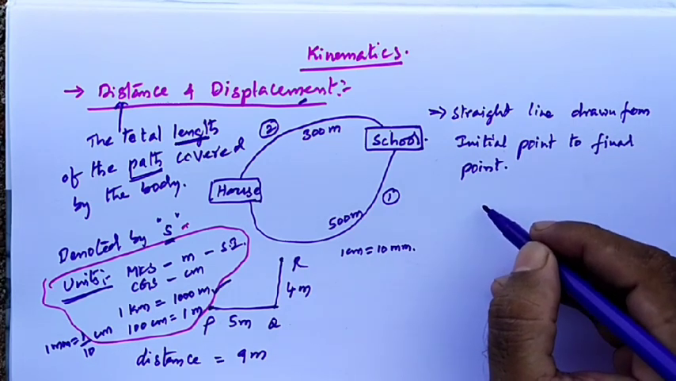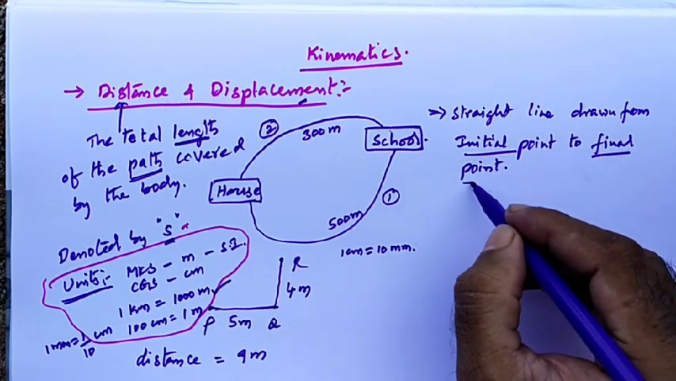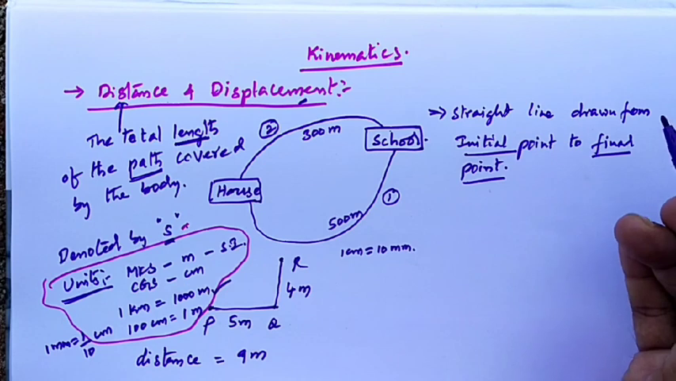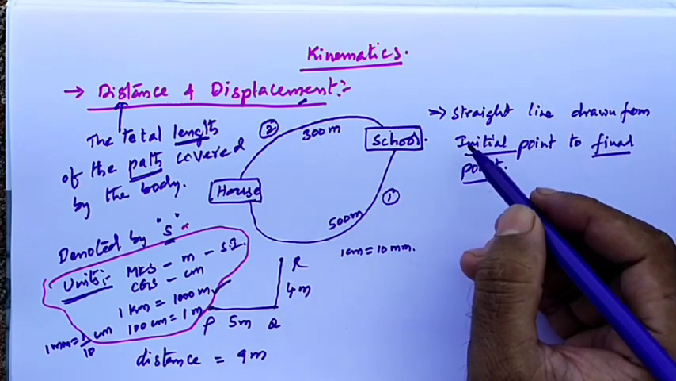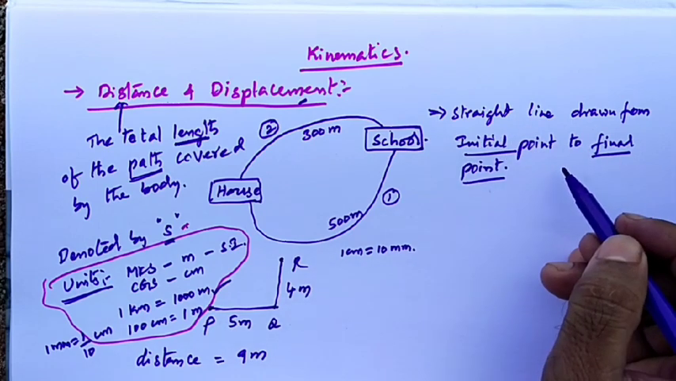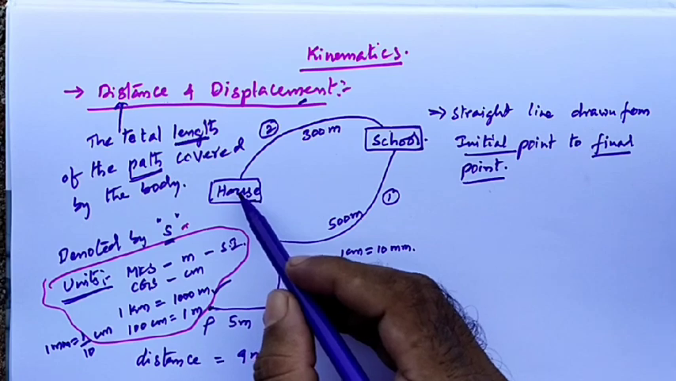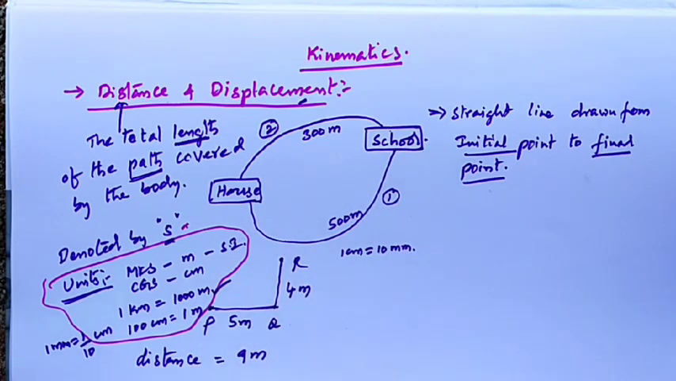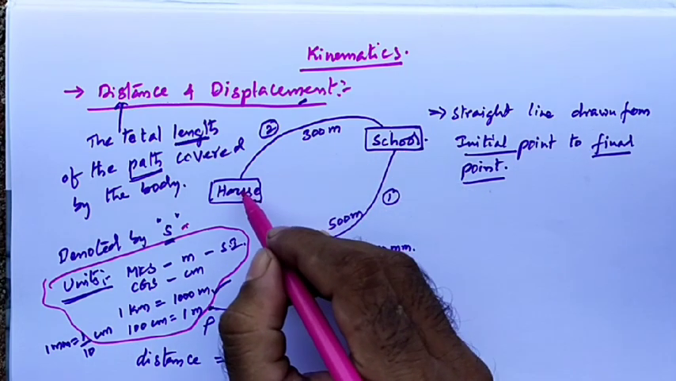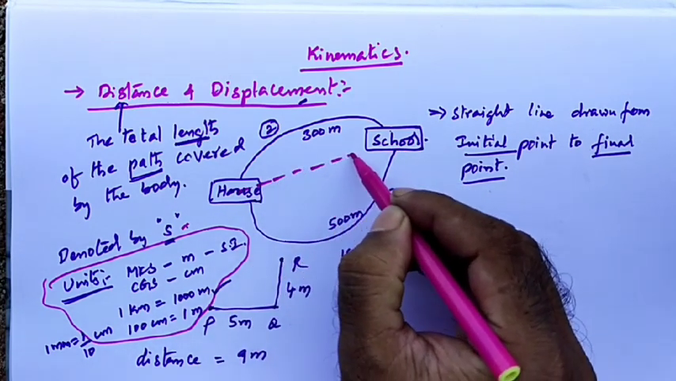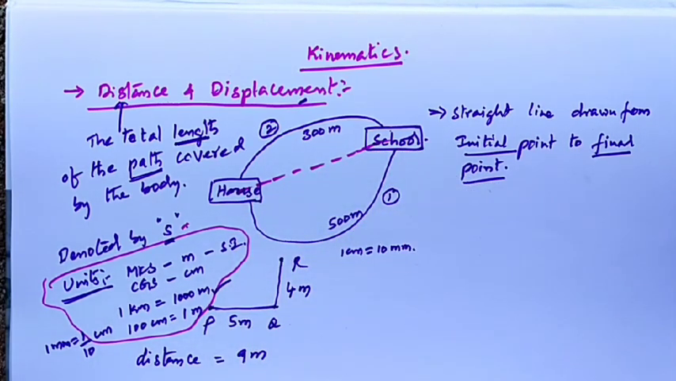The initial point means where the body is starting. The final point is where the body is going to stop, or the distance until which you are observing the body. Now see in this example, the house is your initial point and the school is your final point. You just draw a straight line connecting these two. This is the displacement.